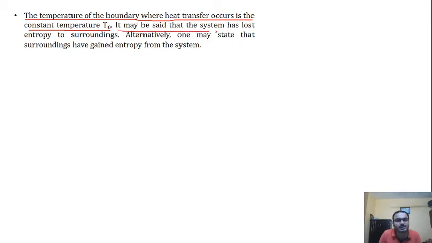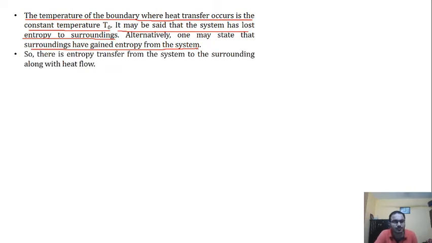So it may be said that the system has lost entropy to the surrounding, because there is a decrease in entropy of the system and an increase of entropy of the surrounding. Alternatively, one may state that the surrounding has gained entropy from the system. So there is an entropy transfer from the system to the surrounding along with the heat flow. So whenever there is a flow of heat, there is a transfer of entropy from one system to another system, or from system to a surrounding.